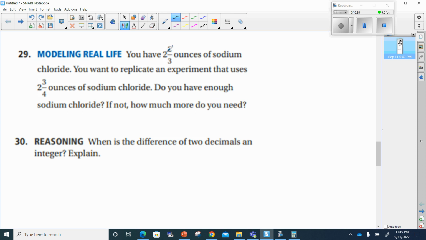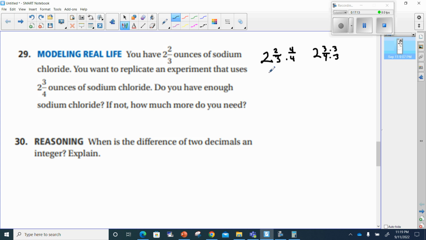Do I have enough? Well, let's keep it as fractions here. We want to know, do I have enough? So we have to take the big number minus the small. We've got to find the difference, right? So over here, we got 2 2/3. I've got to find out what the bigger number is. Over here, we have 2 3/4. If I find a common denominator here, it would be 12. So I'll multiply this by 4 over 4. And I'll multiply this by 3 over 3.